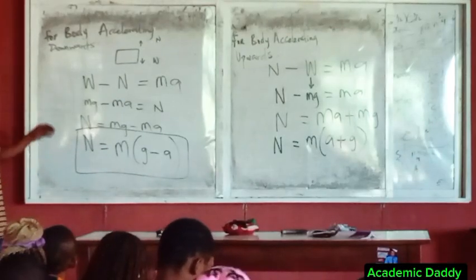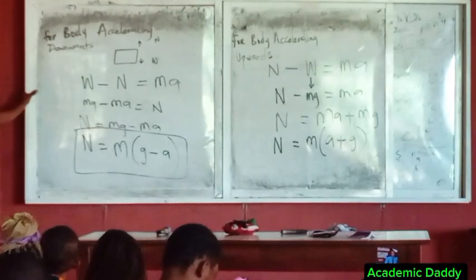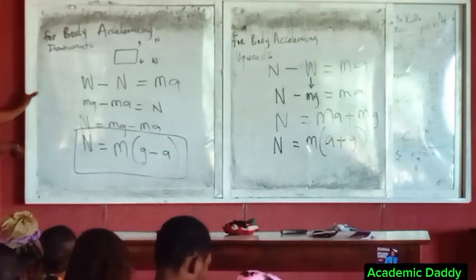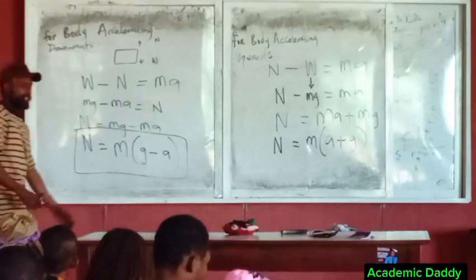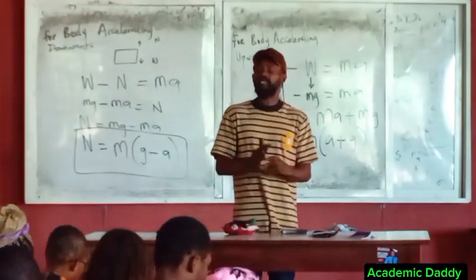So how many formulas have I given you for a body moving upwards and downwards now? Is it 2 or 3? When it's at rest, we have this. Then when it's going upwards, we have this. Then when it's going downwards, we have this, right? Please, we are going to do calculation under this, but before that, ask.